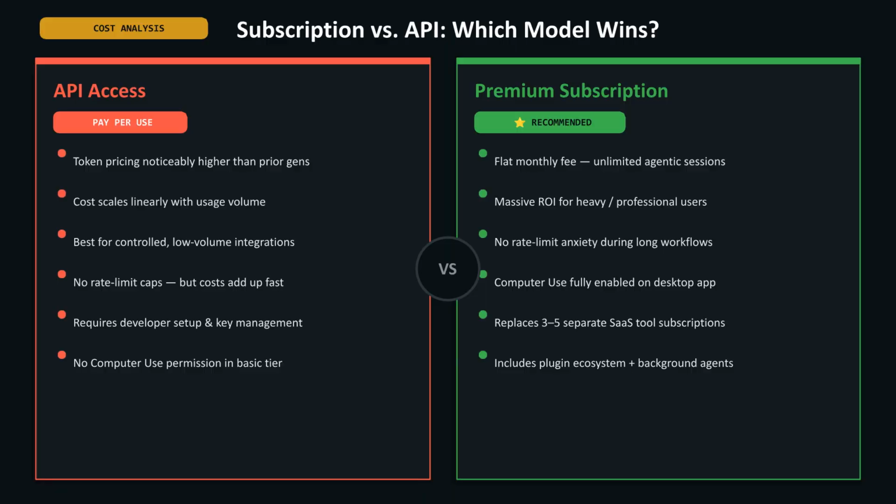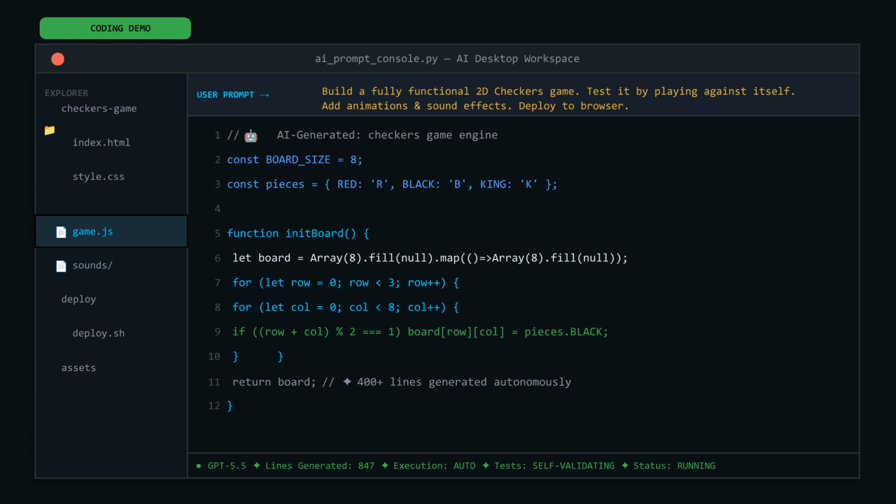When comparing API access versus a premium subscription, the subscription is generally recommended. API pricing is higher and scales linearly, while the premium subscription offers a flat monthly fee for unlimited agentic sessions and full computer use. In this coding demo, a user prompts the AI to build a fully functional 2D checkers game. The AI-generated code includes the game engine, board logic, and other assets, totaling over 847 lines.